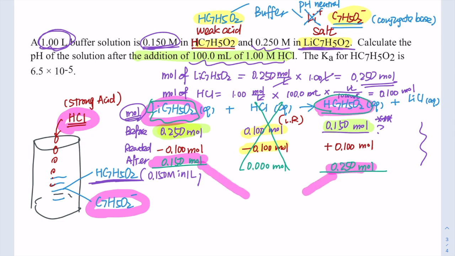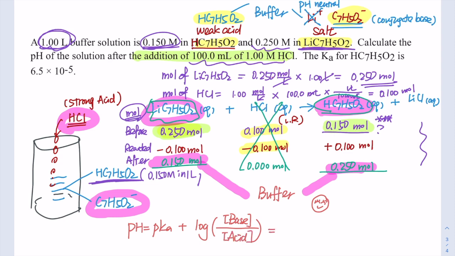You have a weak acid with its conjugate base. I still remember what that is: we call that our buffer. Sometimes I like to call it a new buffer since quantity-wise it's changed, but no matter what, we're happy with this scenario because once we know I have a buffer, the Henderson-Hasselbalch equation can be used to do the calculation. So pKa plus log of the concentration of base over the concentration of acid. Since Ka is given, pKa is easy: the negative log of 6.5 times 10 to the power negative 5, plus log.